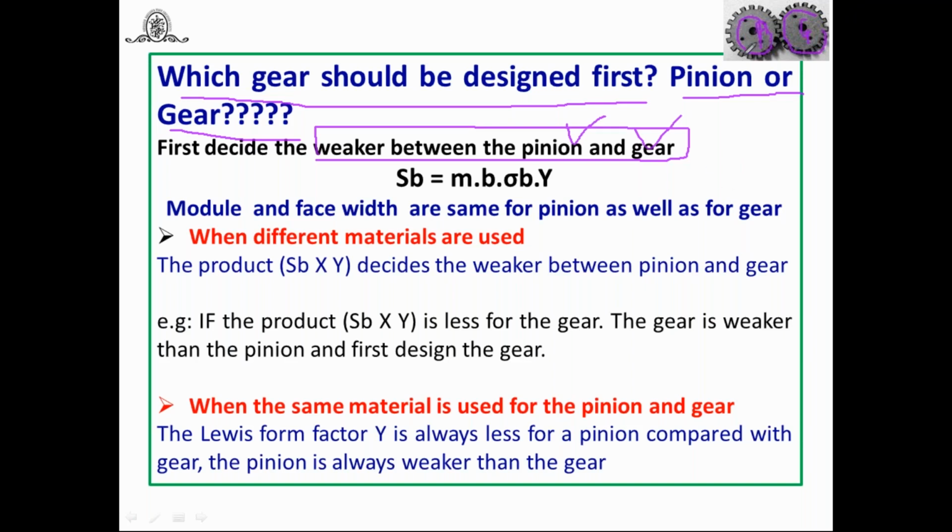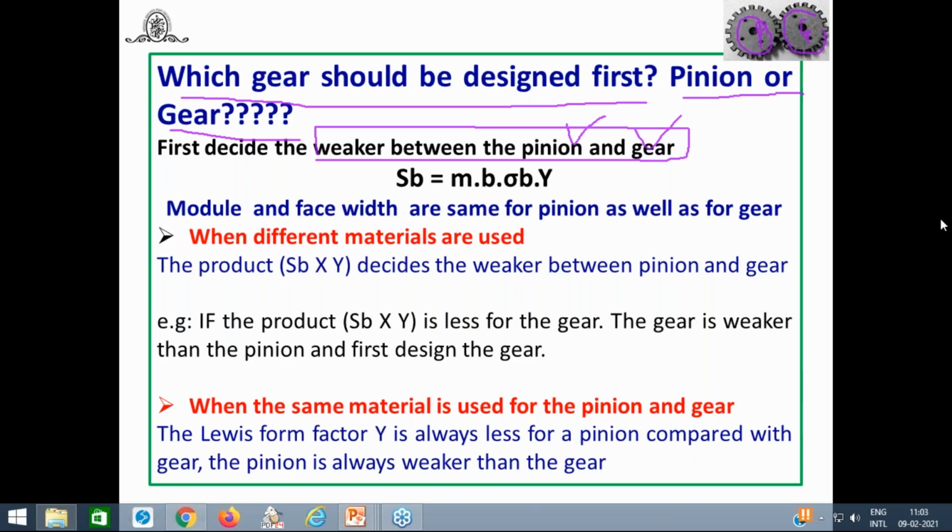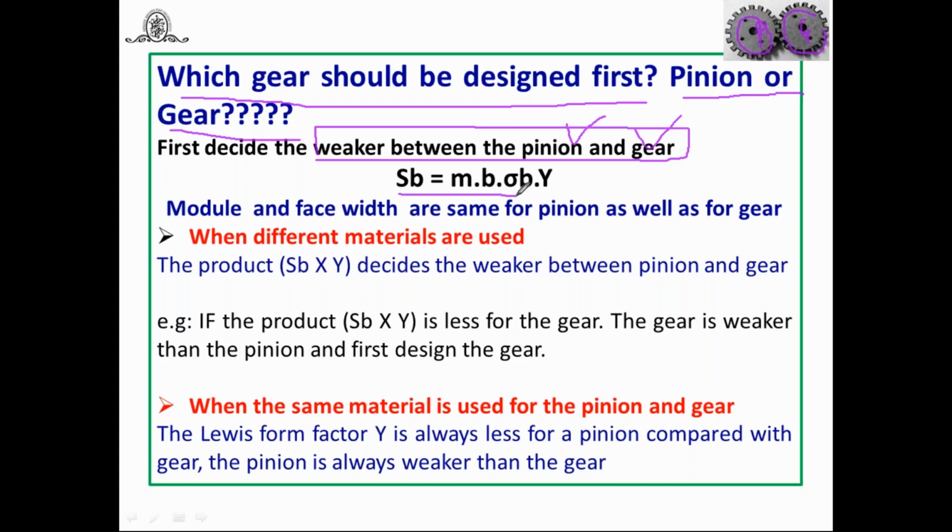Now you know very well, if the pinion and gear are made up of the same material, please give attention, what would happen? The pinion is always weaker. Why is it weaker? It's a smaller one. And you can refer to this equation: S_B is equal to m into b into sigma_b into Y. Now, why is the pinion weaker when it's made up of the same material?